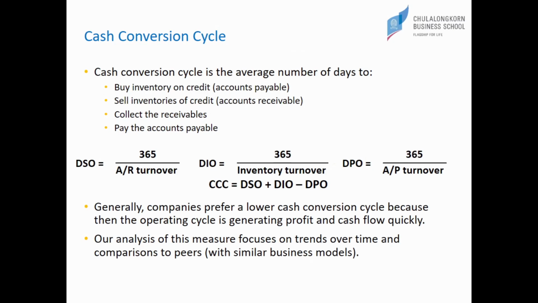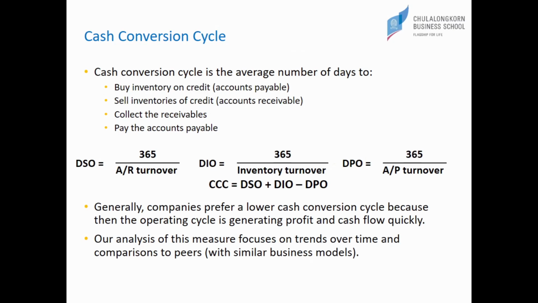So it's basically very similar to the operating cycle. Okay. So generally, this company would definitely prefer a lower cash conversion cycle because in that case, the company would be generating this profit and the cash very quickly. So the working capital requirement for the company is going to be lower. Don't have to keep too much idle cash in hand, right?